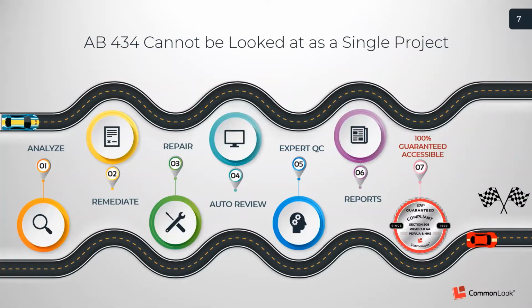This points out how AB-434 cannot be looked at as a single project, because there's constantly going to be changes and there's going to be testing that needs to be done. As you know, even if you post a document from 2019 and you need to change it to 2020, you're still making changes on the document. That example might not entail a complete overhaul and new remediation project. But it shows that simple changes constantly have to occur.